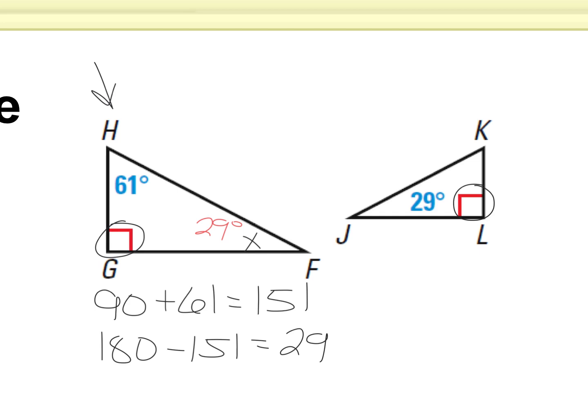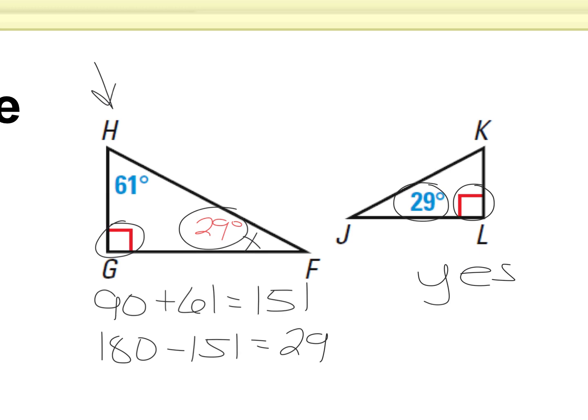Yeah, 29 matches, right? How many angles did I say we need to have to prove they're similar? 2. We have 2 of the same, so this one is automatically yes. Why can we assume that they're similar with only 2 angles? Because they're the same. So what do you know about the third one? It's going to be the same no matter what, right? So you only have to prove that 2 of them are the same. You don't have to prove all 3.